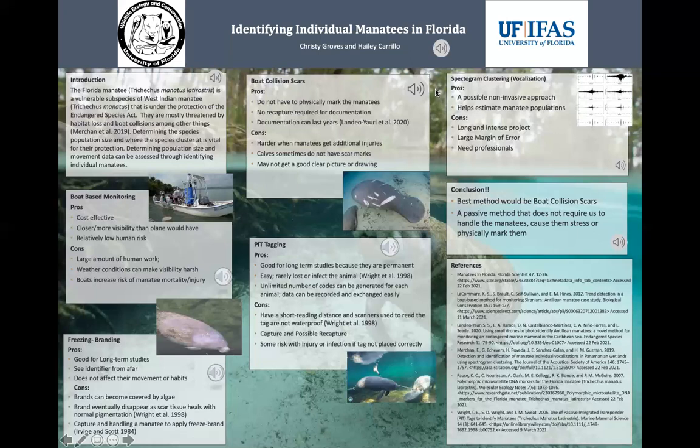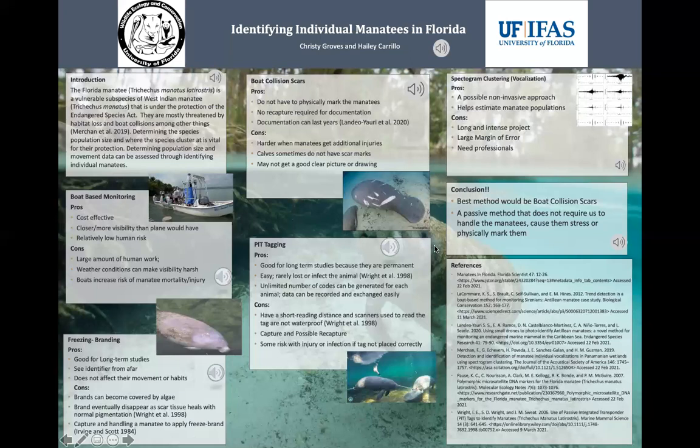The pros of this method are that it's a good way to identify manatees for long-term study. You do not have to recapture the manatee. You can see the identifier from afar, and it does not affect their movement or habits. The cons, however, are that the brand can become covered by algae and can eventually disappear as scar tissue heals with normal pigmentation. It's not ideal for short-term study and requires capturing and handling a manatee to apply the freeze brand, and it could be harmful if the brand is too deep and causes infection.